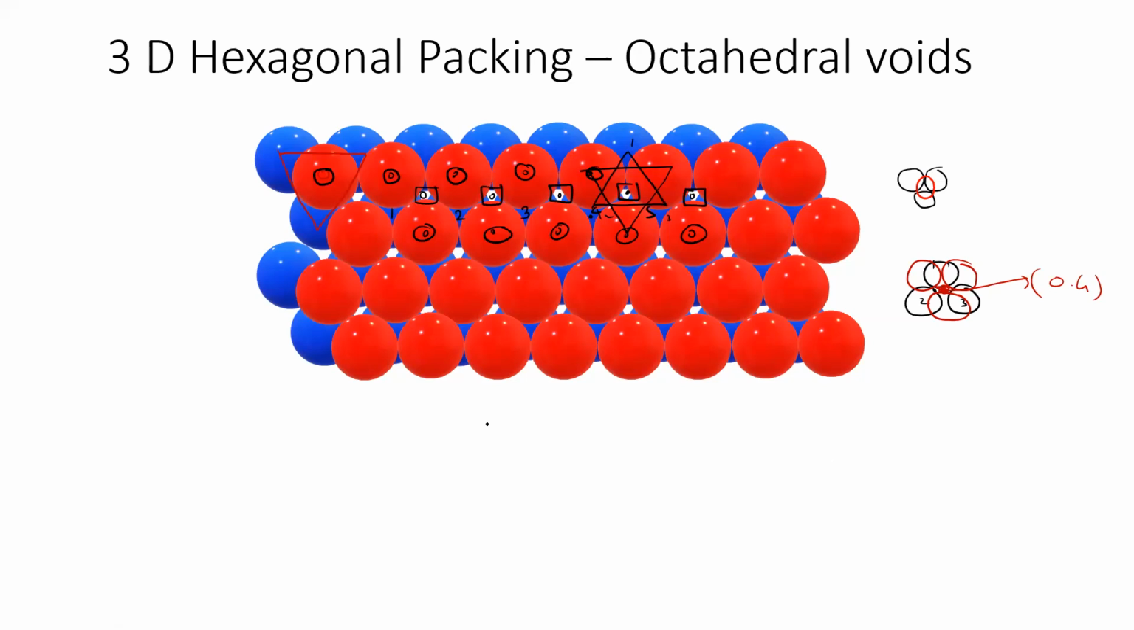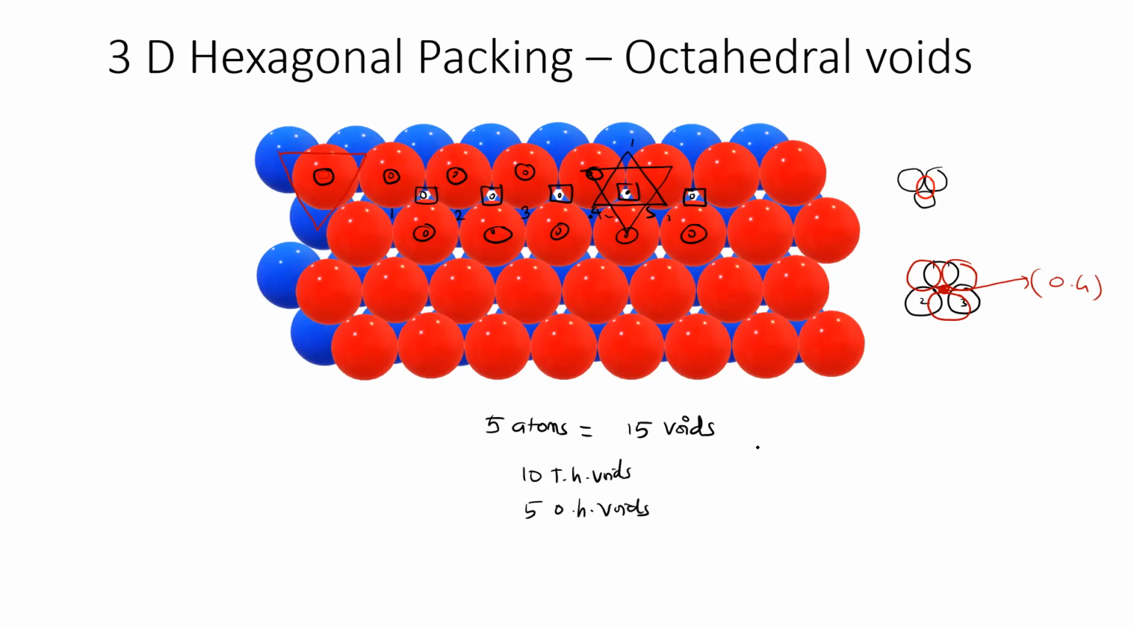So totally how many voids? Suppose if I am taking 5 atoms, how many voids are there? There are total 15 voids. Am I right? Out of which 10 tetrahedral voids and 5 octahedral voids. Is that clear?